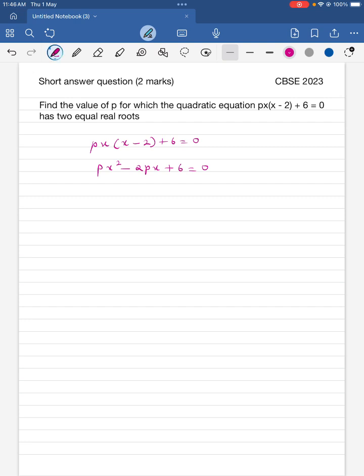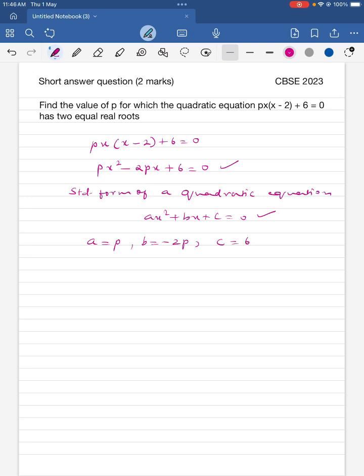Now what is the standard form of a quadratic equation? Standard form of a quadratic equation is ax² + bx + c = 0. So let's compare this standard form with the quadratic equation that we formed above, and we'll get the value of a as p, b is equal to -2p and c is equal to 6. Okay, so a is p, b is -2p and c is equal to 6.